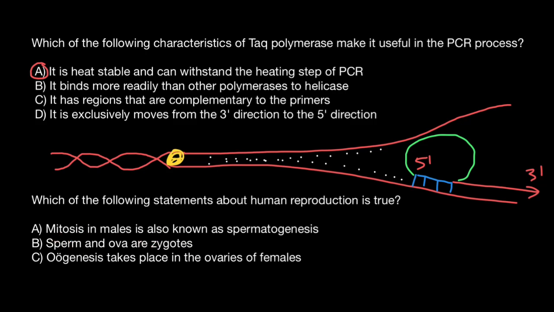So as you see, the only correct variant is variant C, oogenesis takes place in the ovaries of females, and this is true. If in males spermatogenesis is a process of production of new sperm cells, in females oogenesis is more a process of egg cell maturation. And this is all for today.